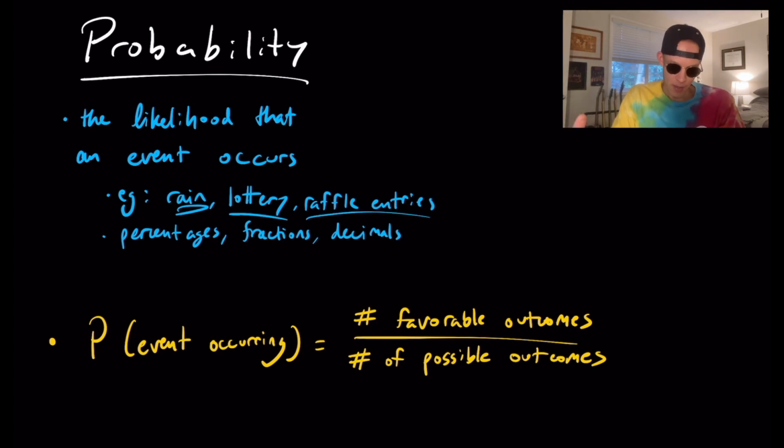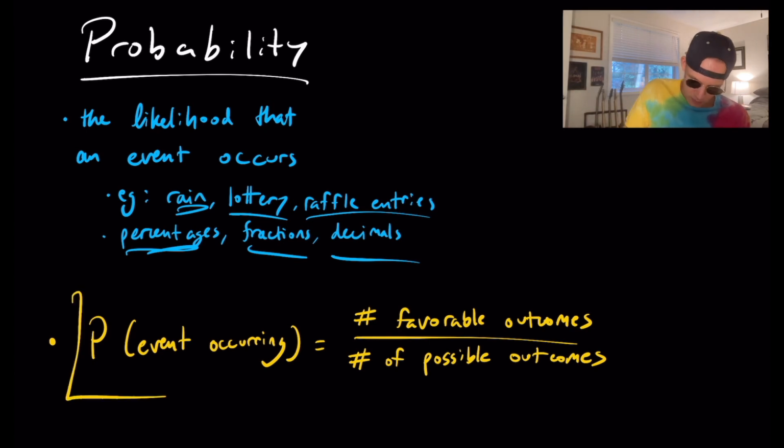But probability, we typically talk about it in terms of percentages, right? There's a 60% chance of rain today, or fractions, right? Maybe you don't see that as much, but you can convert percents to fractions, and fractions to percents. So they're all one and the same, and decimals too. So all those three things we use to represent probabilities, but we probably use percentages more than the other two.